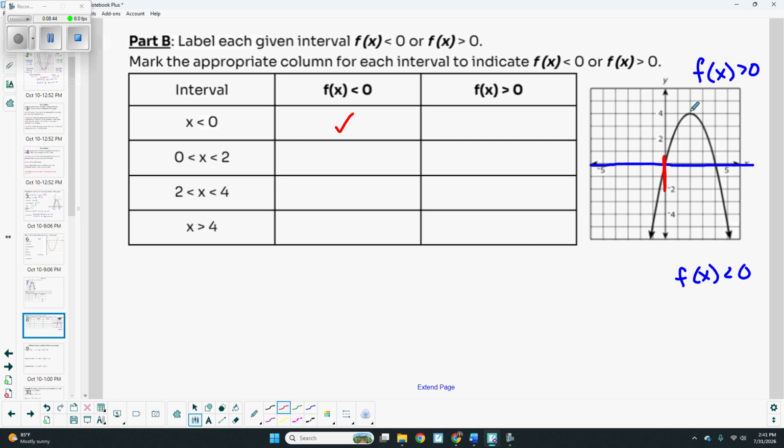Between 0 and 2, right? Between these two parts, my function is above the line. So that's greater than. Between 2 and 4, so again, that's above this line, that's greater than. And for everything x bigger than 4, so everything over here, that's now below the line, that was less than.